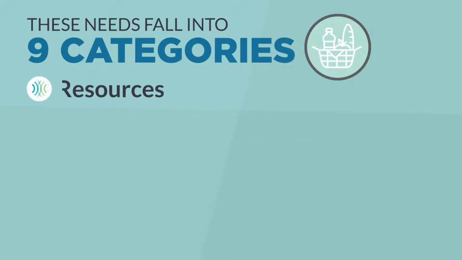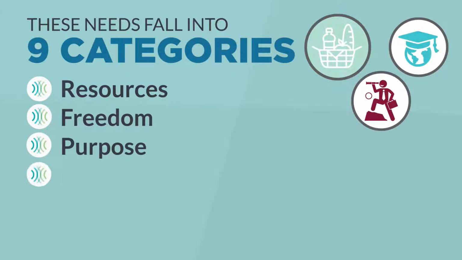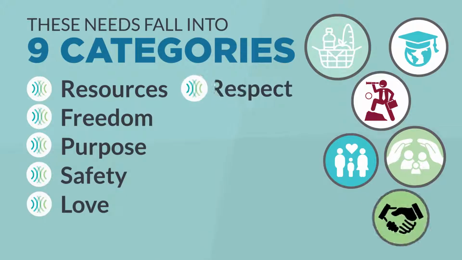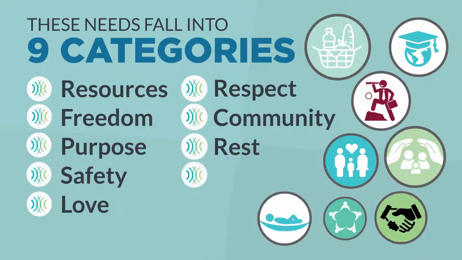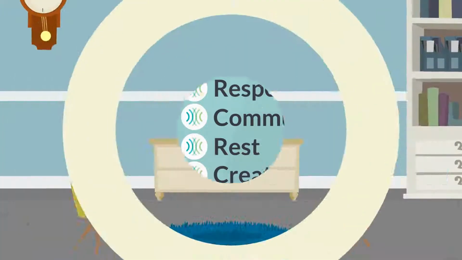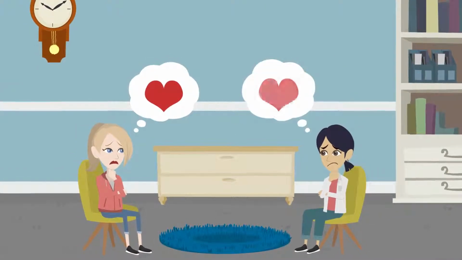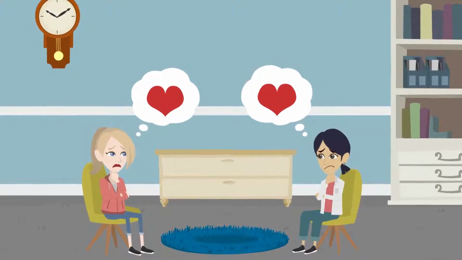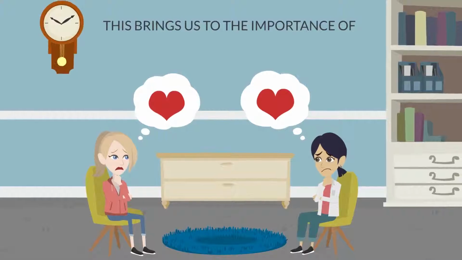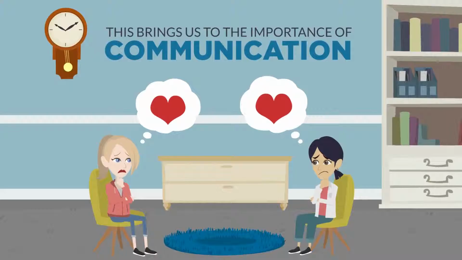These needs fall into 9 categories: resources, freedom, purpose, safety, love, respect, community, rest, and creation. Often, people have the same needs, but they might not know if they don't think about them or don't communicate them clearly. So, this brings us to the importance of communication.